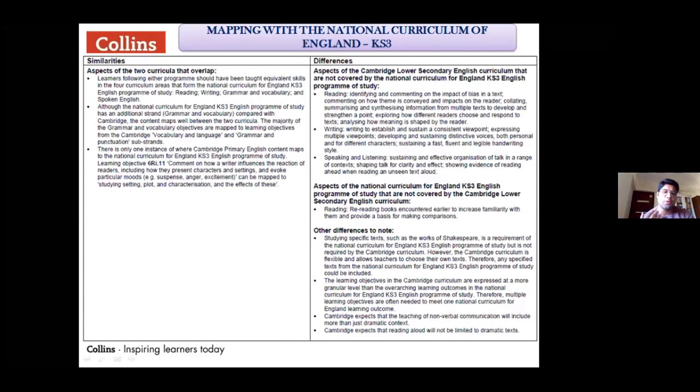Spoken English because we want to enhance the speaking and listening skills as well. Okay, the speaking component is of course very important. Not that they're tested over here, but then they need to apply it in real life situations. Although the National Curriculum for English programme of study has an additional strand, grammar and vocabulary, compared with Cambridge, the content maps well between the 2 curricula.